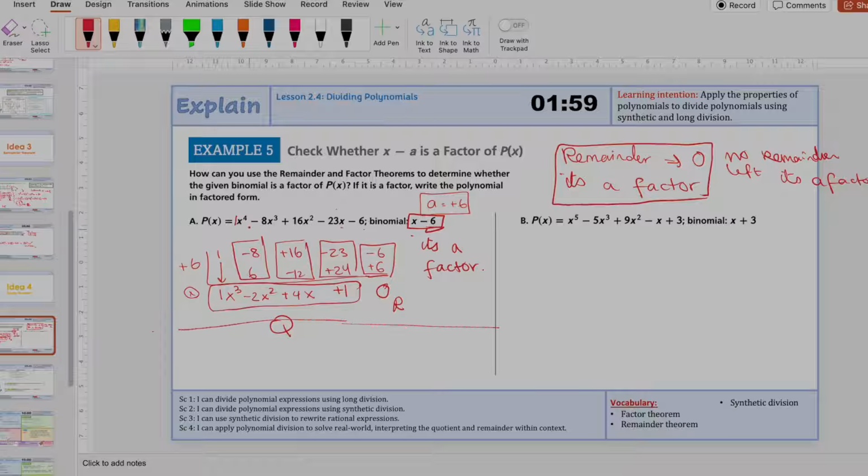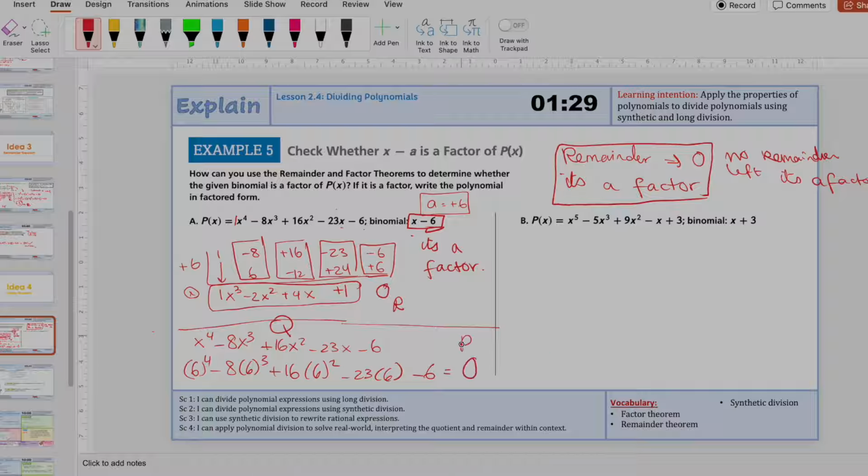How does it work? Put down your equation, x to the power of 4, and substitute with your a, which is 6. So just do 6 to the power of 4 minus 8 times 6 cubed plus 16 times 6 squared. Always use brackets. If you put this in the calculator, you're going to get 0.